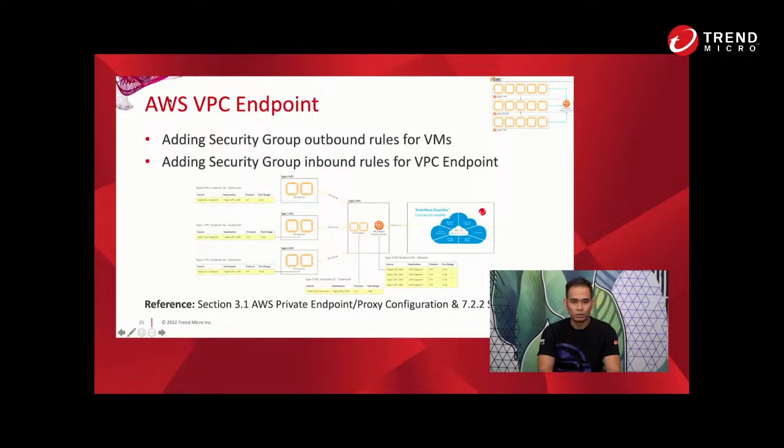Two points to note when creating the security groups. One is to ensure that the security group outbound rules for the EC2 instance point to port 3128. You also need to ensure that the security group inbound rules for the VPC endpoint listen on port 3128 from the various VPCs. The same diagram shown in the slides can also be found in the AWS documentation, section 7.2.2.